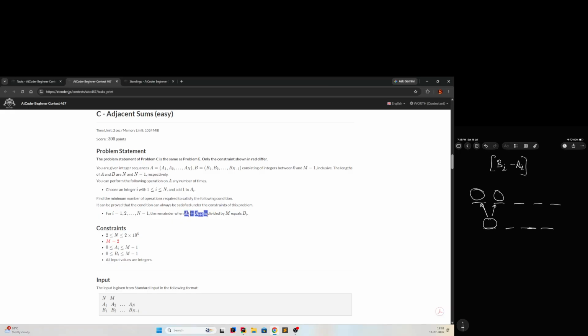So ai plus 1 is divided by m, so the remainder should be bi in that case. Since m is 2, we can look at binary levels only. Increasing ai by 1 just means flipping it from 0 to 1 and so on. And then we have to tell if ai XOR ai plus 1 is equal to bi.